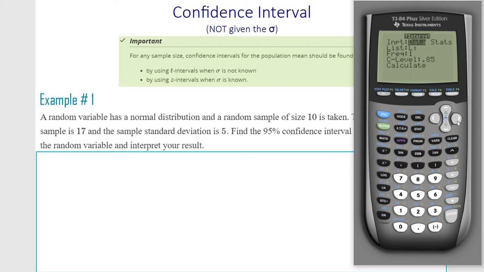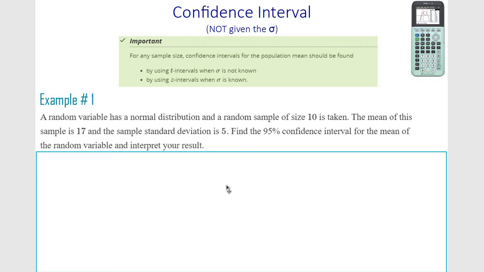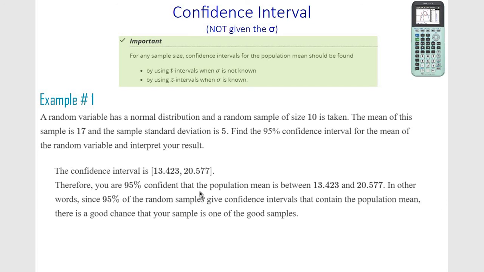So you plug this in, you're doing statistics, you put your information in, and that's the interval you should get. So you're 95% confident that the population mean is between this and this. Okay? So it's a good chance that your sample is one of the good samples, right? Because our mean of that sample was 17, and it was within that range. Okay.